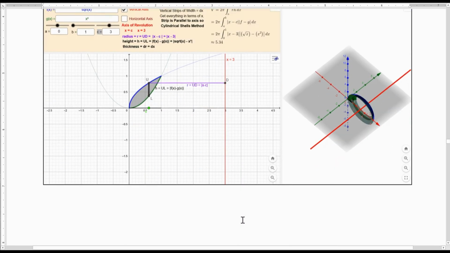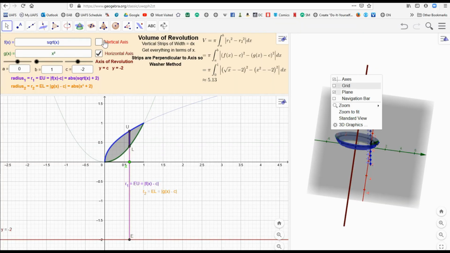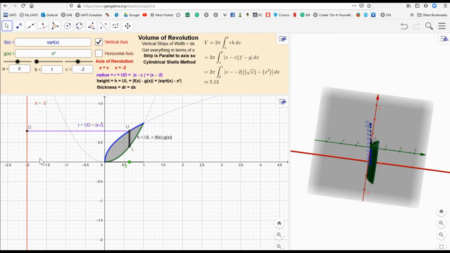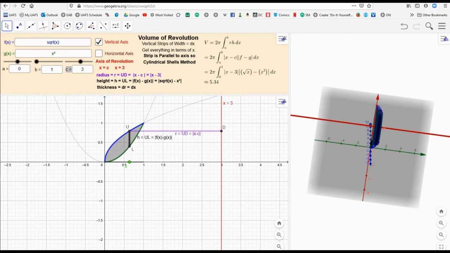My GeoGebra activity will do that. Let me just go to the actual activity and show you. This time we're going to use vertical axis. So we have this, and the x is 3 this time, right? Wasn't that what we had? Yeah, x was 3, vertical line. So that's over here. There's the radius demonstrated. There's the height demonstrated. There's the integral that we set up and the approximate value.